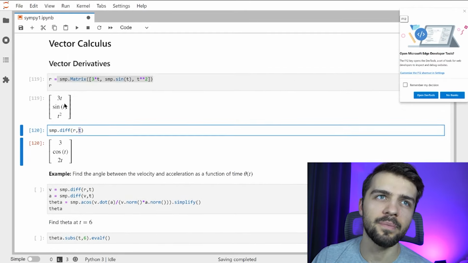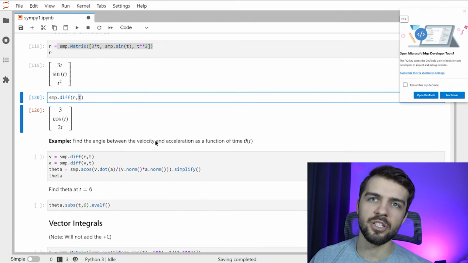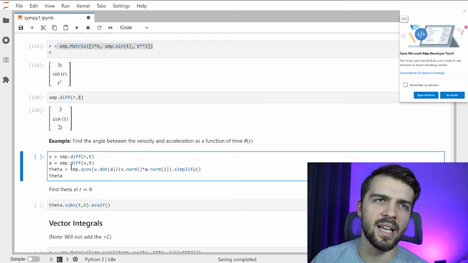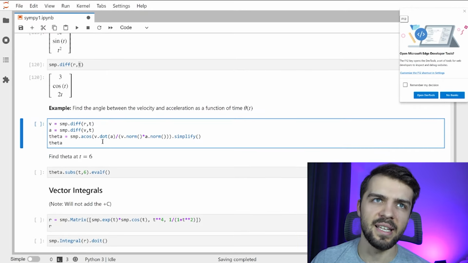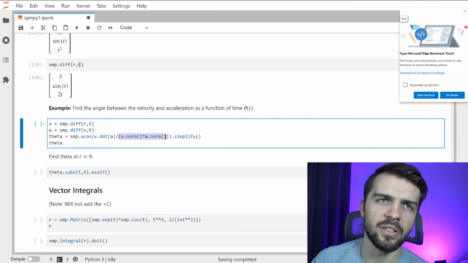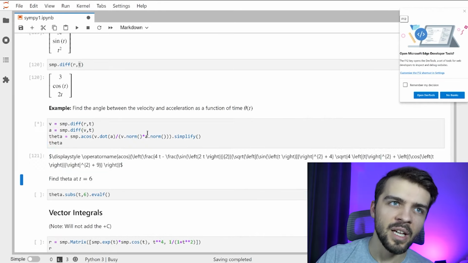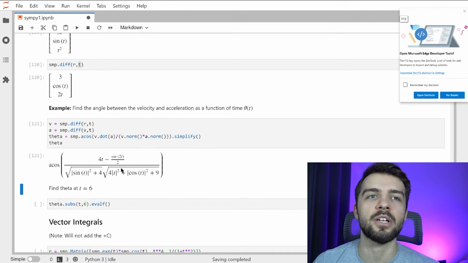So I have r here as this vector. And maybe I want to find the angle between the velocity and the acceleration as a function of time. So theta is theta of t. I define v as the derivative of r with respect to t, and a as the derivative of v with respect to t. And then the angle is just the dot product, v dot a, divided by the norm of each vector. That's the formula for the angle between two vectors. You can find theta, and it gives this expression here. So again, theta is a complicated expression.